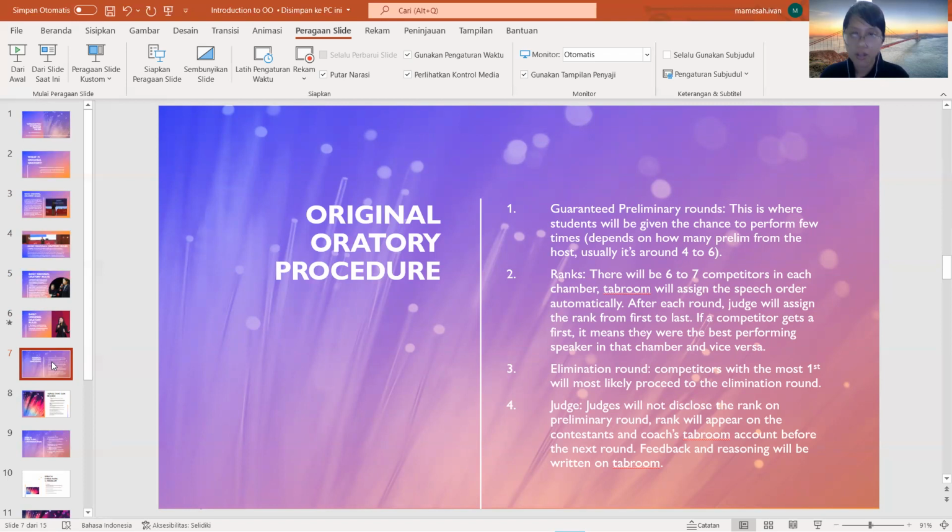And third of all is the elimination round. Competitors with the most firsts will most likely proceed to the elimination round. So this is what I said regarding accumulating points. The more firsts you get, the higher probability you have to compete in the elimination round. And fourth, about the judge. Judges will not disclose the rank in the preliminary round directly after it. Rank will appear on the contestants' and coaches' Tabroom account before the next round.